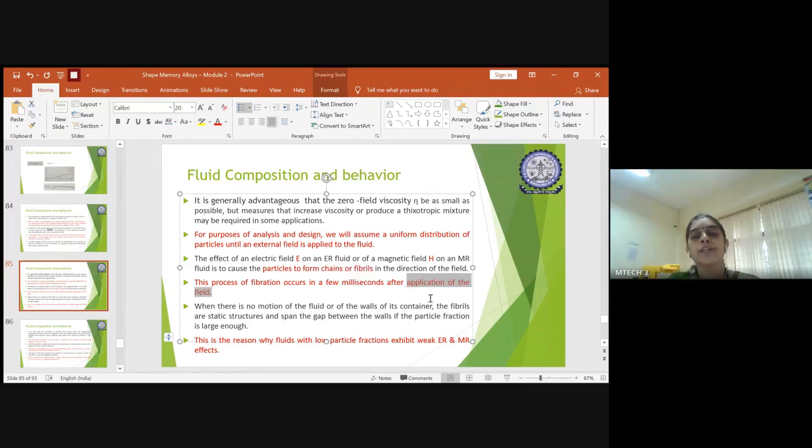Without the application of the external field, this process of vibration or the chain will not be done. And what is the time required for it? It is just the millisecond. That also you should understand.